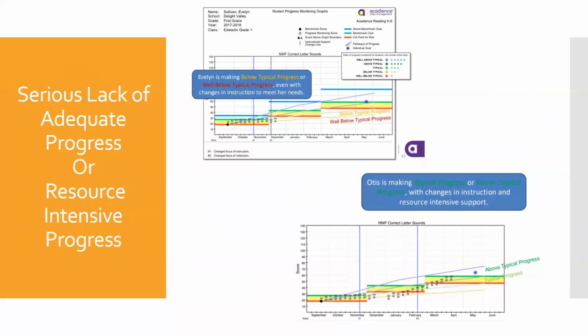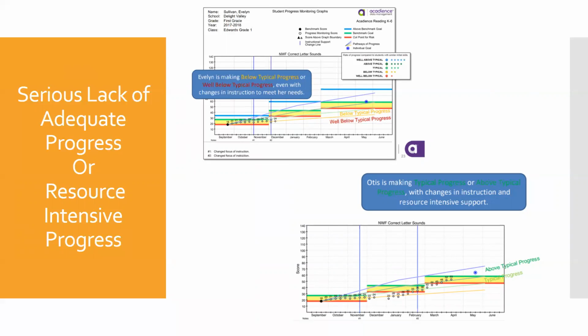If you look at the student at the very top, Evelyn is making below typical progress, or what we can also say well below typical progress, even with changes in instruction to meet her needs. So as a team, we would have to talk about what could we change that we're doing for Evelyn, because what we're doing is not helping her with her rate of improvement.